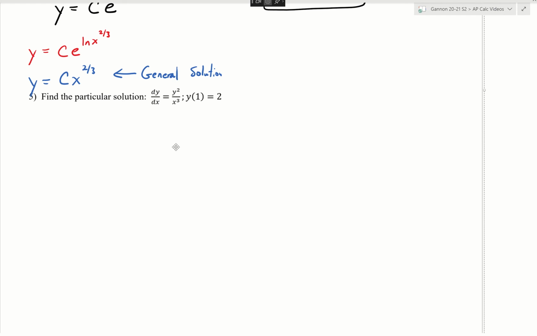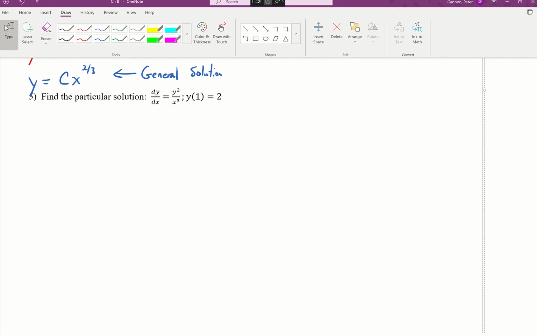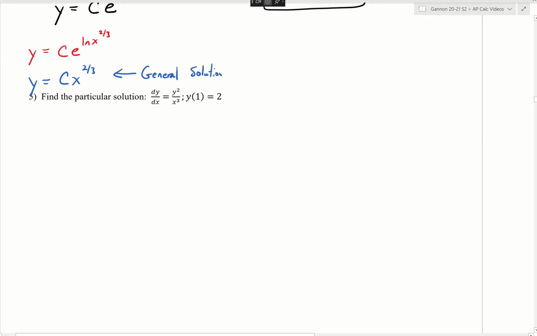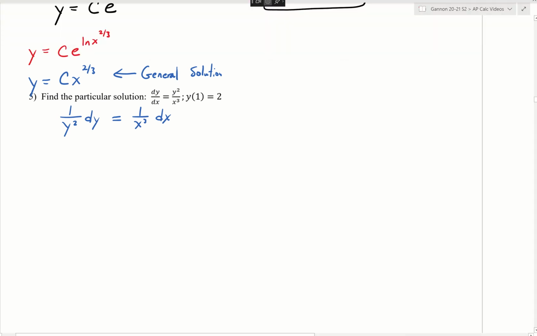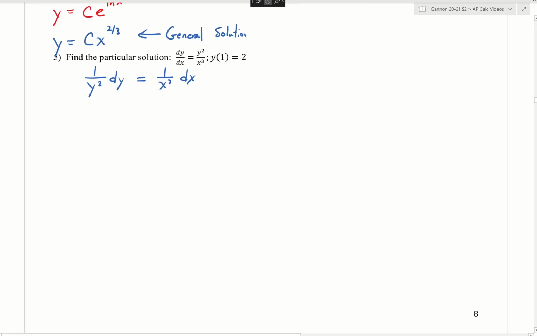All right. So again, guys, what we are going to do is start by getting the y's and dy's on the left and the x's and dx's on the right. So that's going to give us 1 over y squared dy equal to 1 over x cubed dx. What I would caution you about here a little bit is you've got 1 over y squared, 1 over x cubed. When you integrate, that's not going to give you natural log, okay?